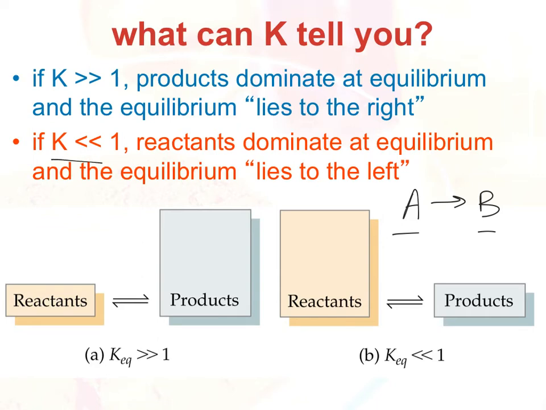If your K value is much less than 1, your reactants instead are going to dominate, and the equilibrium in that case is said to lie to the left. So basically you're going to have less product than you would anticipate having reactants. So when you hear that the reaction lies to the right, that means that products are going to predominate, and if the reaction lies to the left, that implies that your reactants predominate.